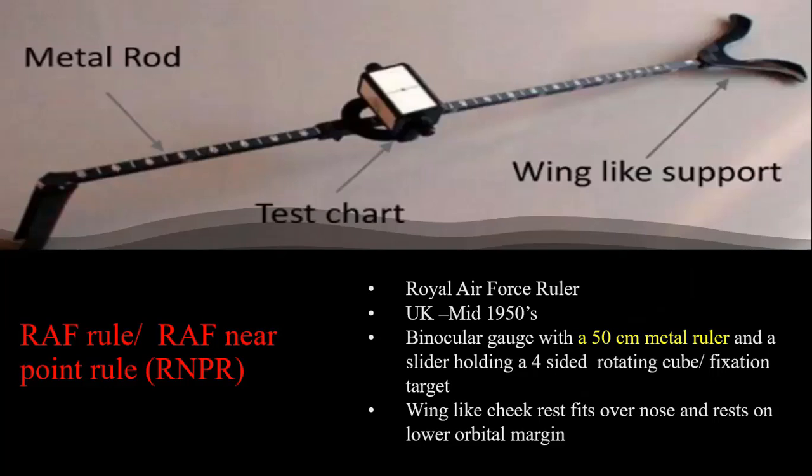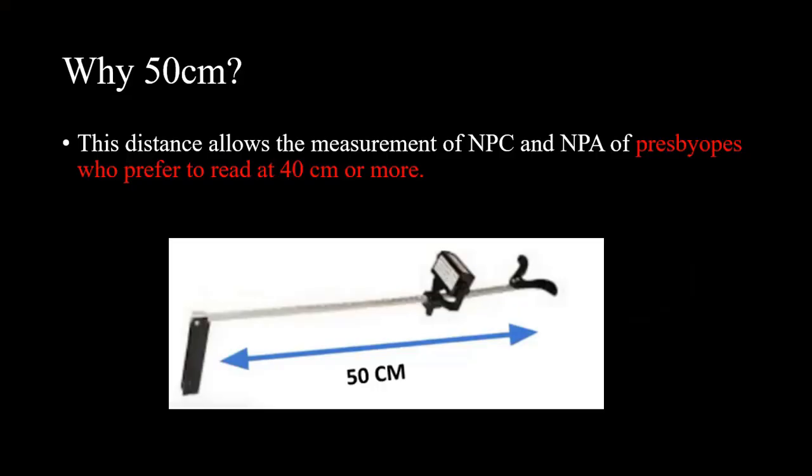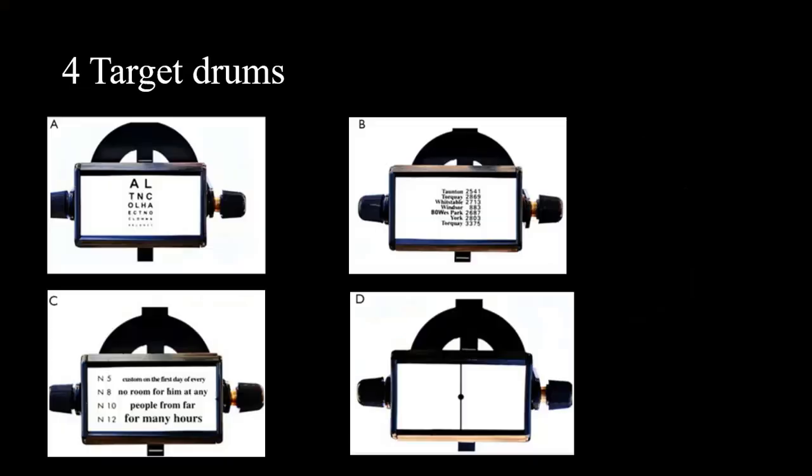The RAF ruler, or the Royal Air Force ruler, was initially used in the UK in the mid 1950s to assess the convergence and accommodation of people who were employed into the UK Army for clerical purposes. It is a 50 centimeter metal ruler. Why 50 centimeter is because it allows for the measurement of the NPC and NPA of even presbyopes who prefer to read at 40 centimeter or more.